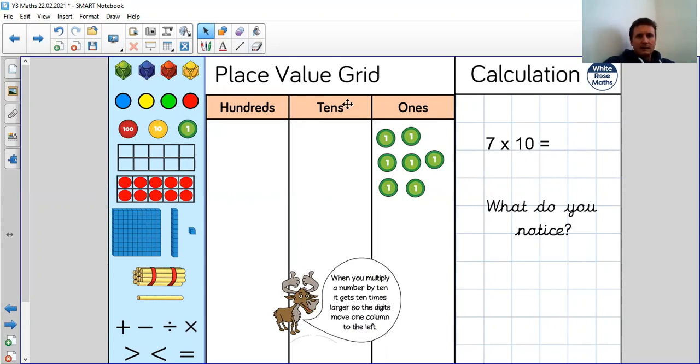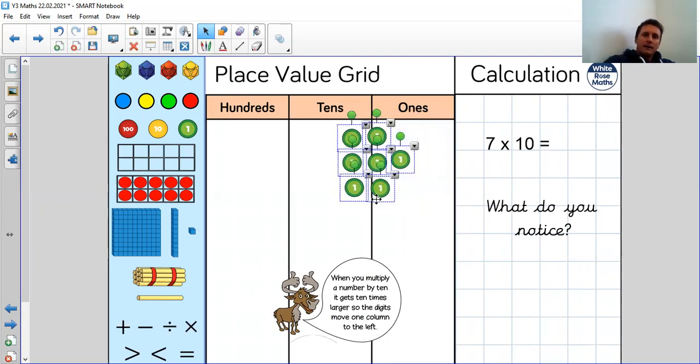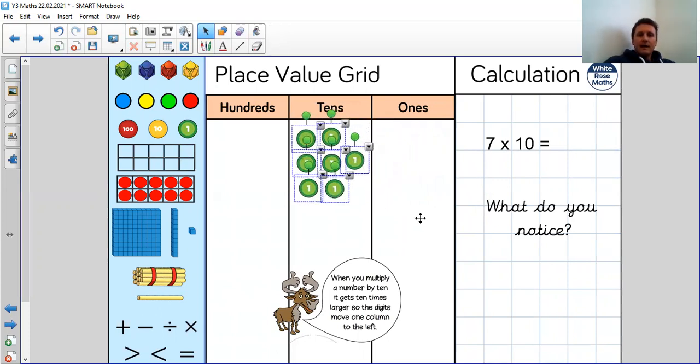Okay, so let's just try that. So he said, we're going to multiply these 7 by 10. Okay, so we're going to multiply it by 10, so they get 10 times larger. And in our place value grid, they move one column to the left. So I'm just going to pick them all up and I'm going to shift them there. Now, we've got to do something though, because these are no longer ones, are they? What are they? They're in the tens column, so they have to be tens. Now I'm going to quickly turn these into tens.